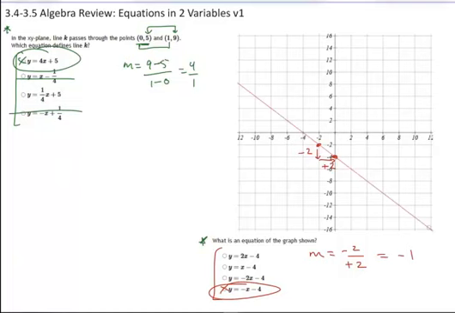So hopefully you can see by scanning answer choices, you can often narrow down which ones even stand a chance of being correct, and then that will save you a little bit of time.